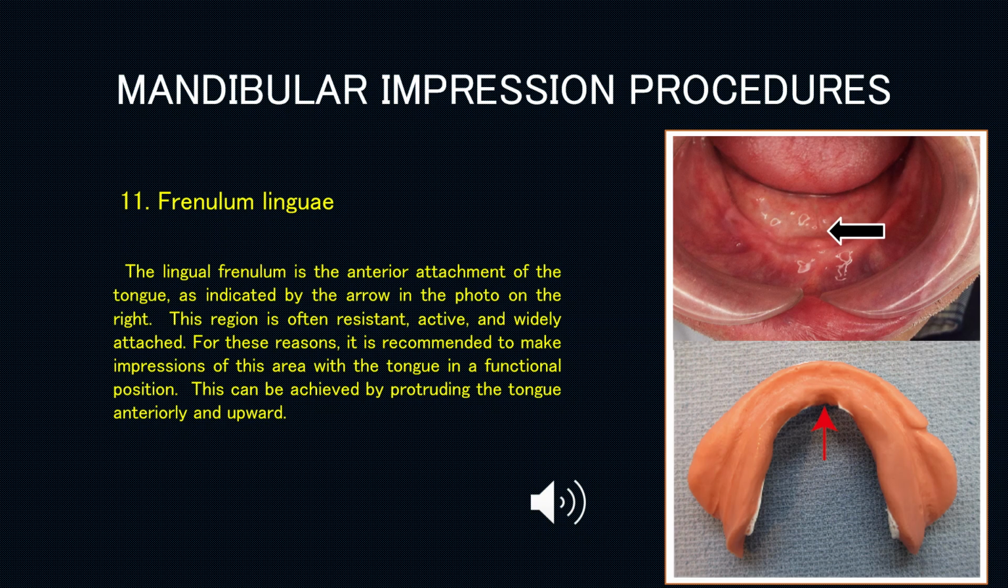11. Lingual frenulum. The lingual frenulum is the anterior attachment of the tongue, as indicated by the arrow in the photo on the right. This region is often resistant, active, and widely attached. For these reasons, it is recommended to make impressions of this area with the tongue in a functional position. This can be achieved by protruding the tongue anteriorly and upward.